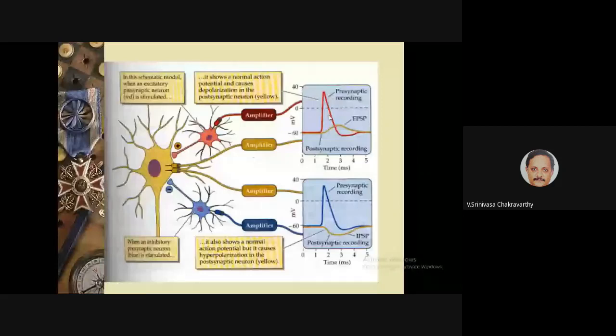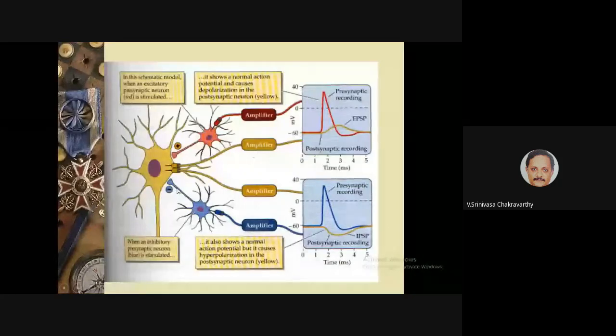Now let us put all these things together and try to get a picture of what happens when a neuron signals. Here we are looking at a yellow neuron. It's just color coding. It gets input from a red neuron and a blue neuron. It turns out that the synapse from the red neuron to the yellow neuron is excitatory, indicated by this plus sign. And the synapse from the blue neuron to the yellow neuron is inhibitory, indicated by this minus sign.